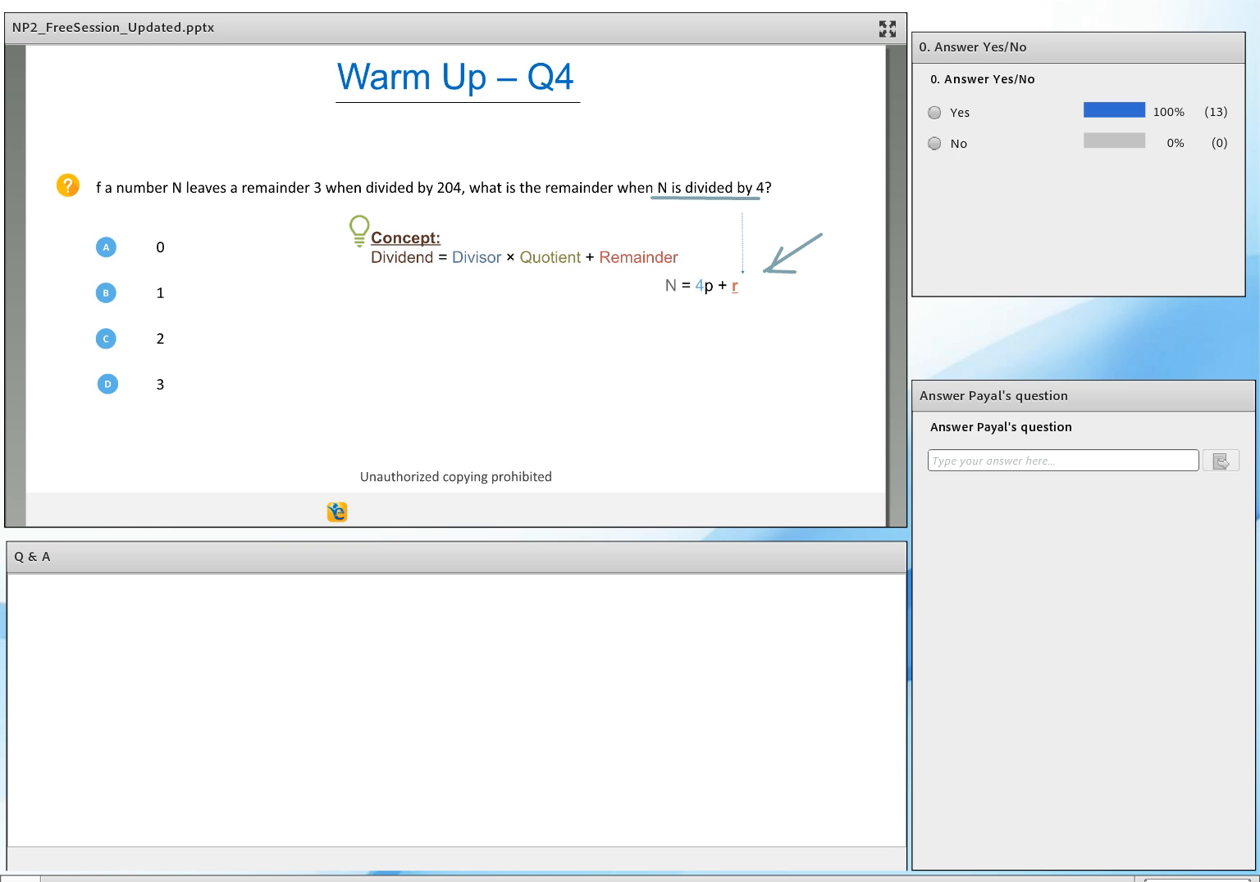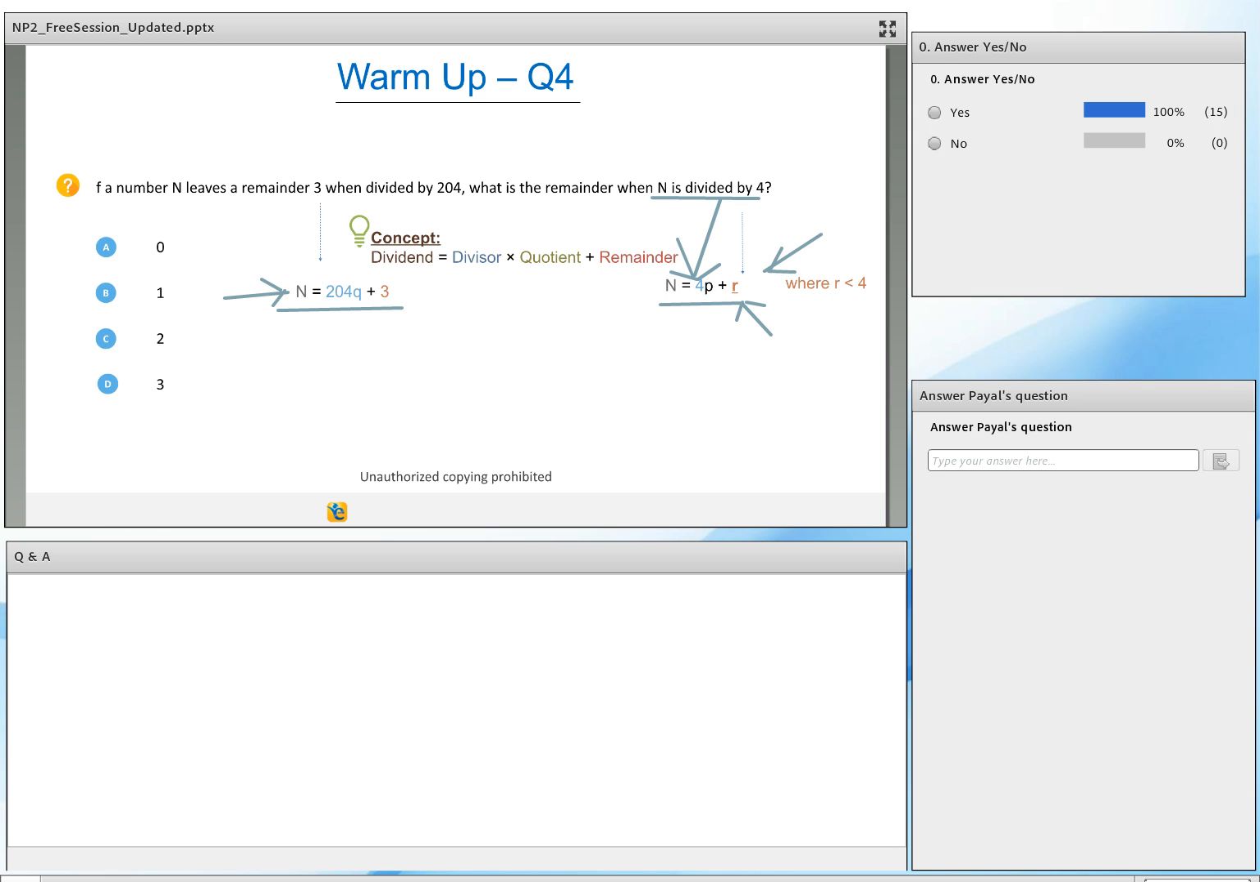I'm applying this concept plus the information that's given to me, and combining those two to arrive at this equation. Next, I do the same thing with the given information: n is equal to 204q plus 3. This equation is given to me, and r is what has been asked of me. So all I have to do is express n is equal to 204q plus 3 in the form of this equation, so that I can get the value of r.